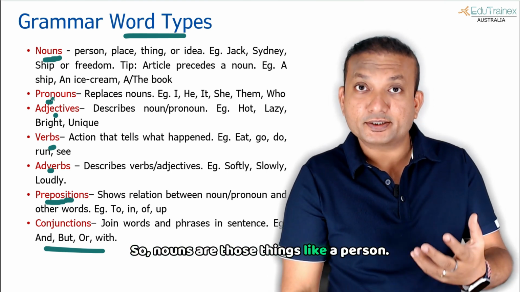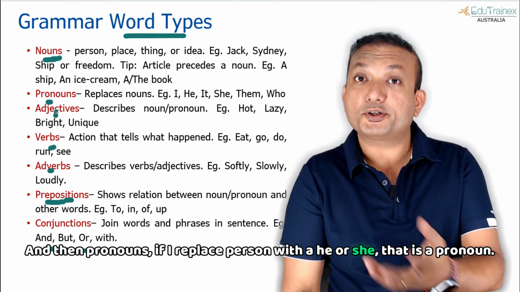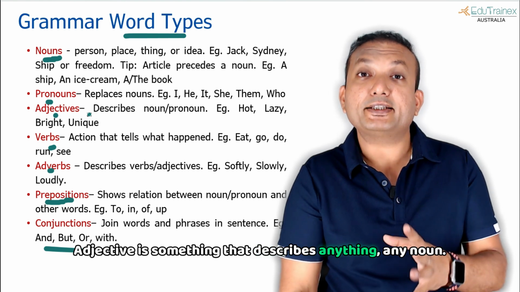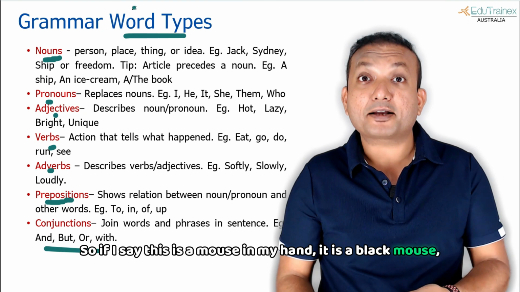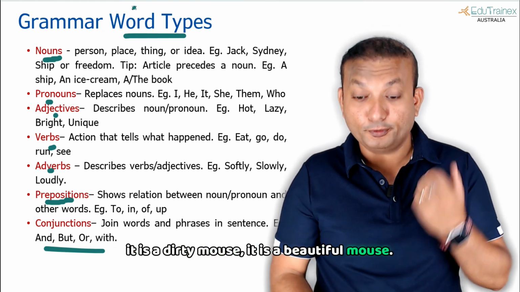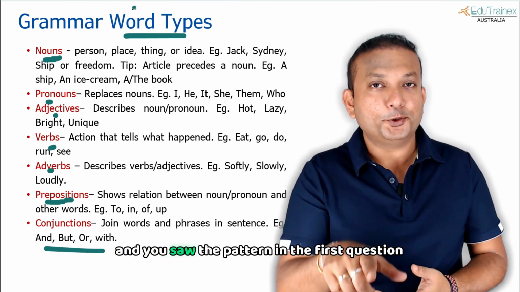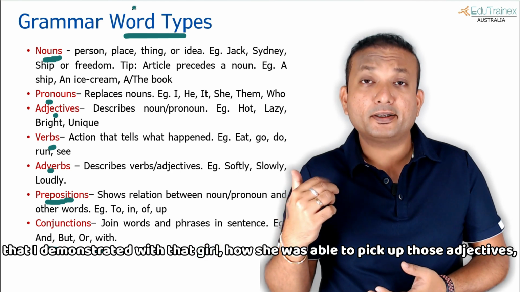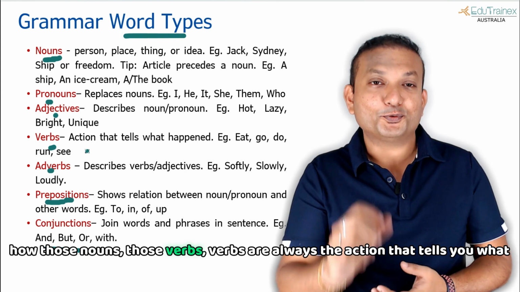So nouns are those things like a person, and then pronouns. If I replace person with he or she, that is a pronoun. An adjective is something that describes any noun. So if I say this is a mouse in my hand, it is a black mouse, it is a dirty mouse, it is a beautiful mouse. So whatever words I use to describe it become adjectives. And you saw the pattern in the first question that I demonstrated with that girl, how she was able to pick up those adjectives, those nouns, those verbs.